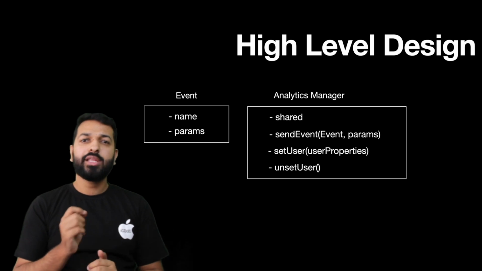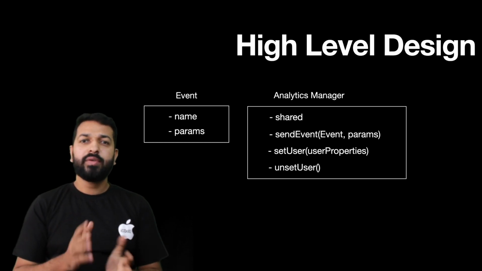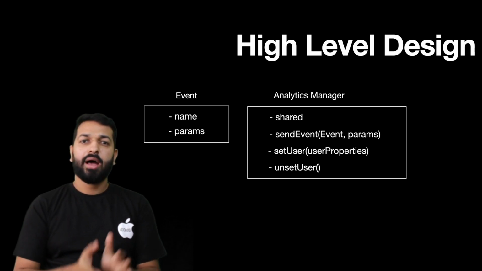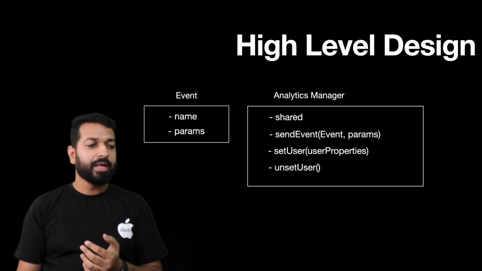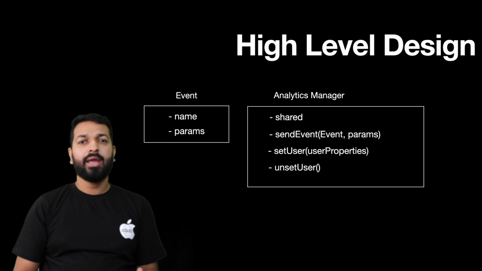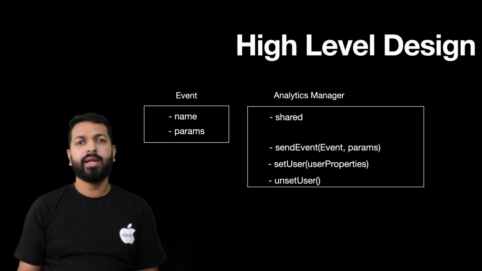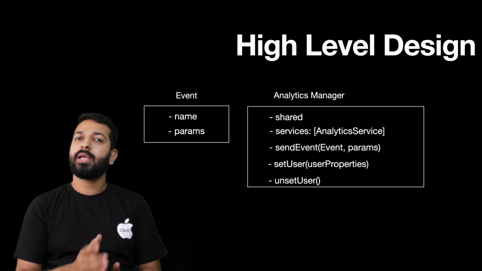And now there's one more thing missing with our analytics manager. You can pause the video and give it a thought. So we discussed that because we want to have support for multiple analytics service providers, our analytics manager should have an instance of each of them. So for that, we will need one more thing, an array or a set maybe, which will have the instances of those entities. So let's keep a property as services, which will be an array of analytics service.